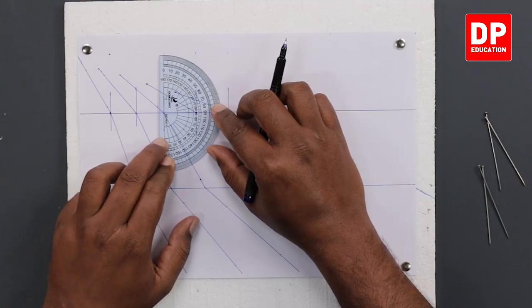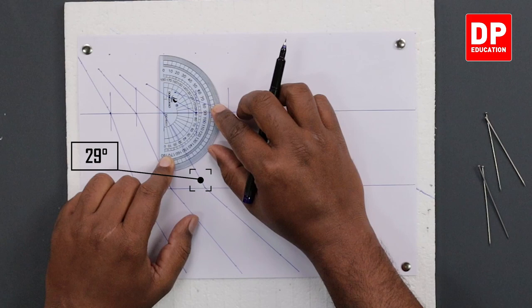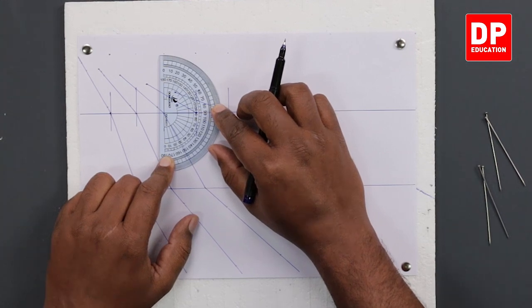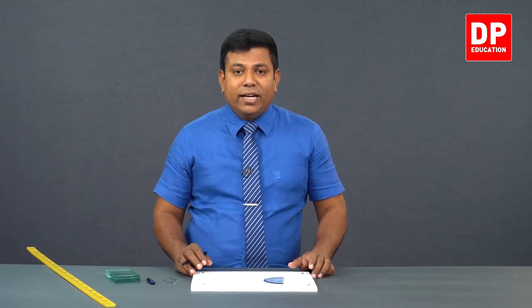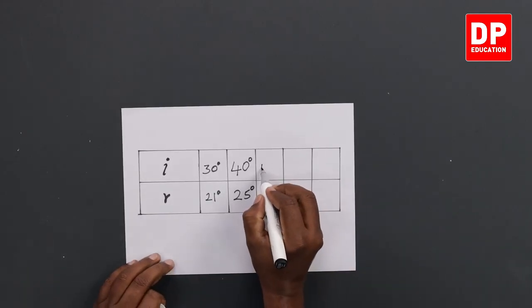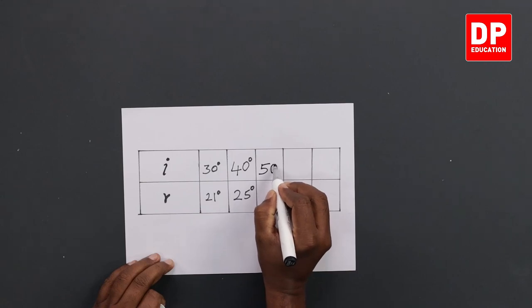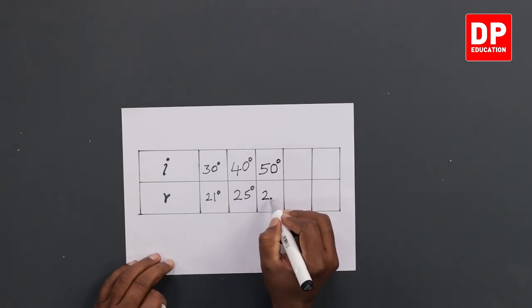We get 29 degree as the refraction angle. This is for 50 degree angle of incidence. We get 29 degree as the refraction angle. Let's write that on the other table that we have. I is 50 degree and R is 29 degree.